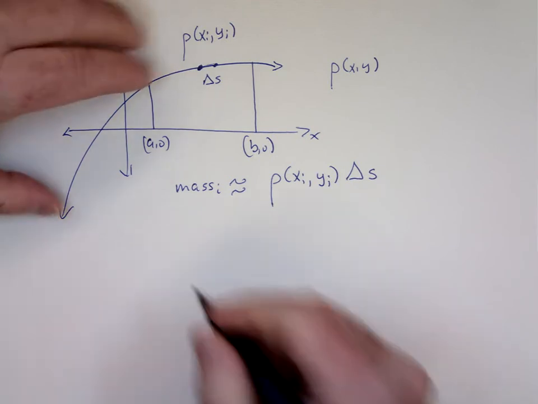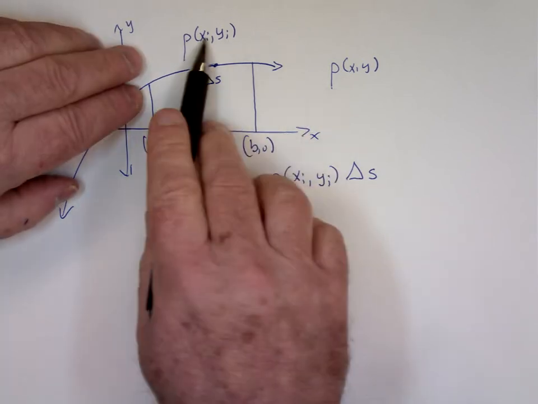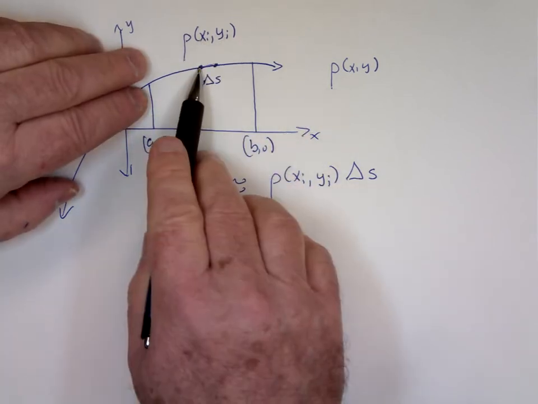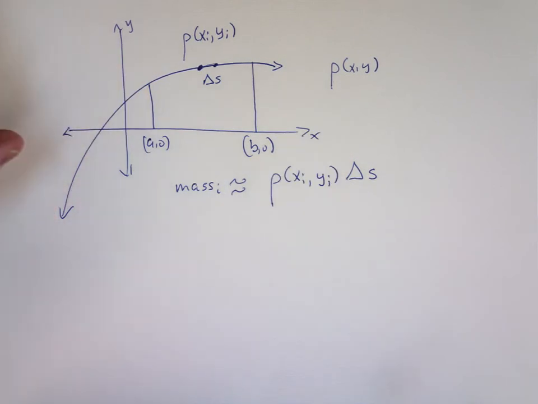What's the difference between those two density functions? This is a density function. This is the density function at this point. This is the density function in general. It's instantaneous. Yeah, basically, yeah.